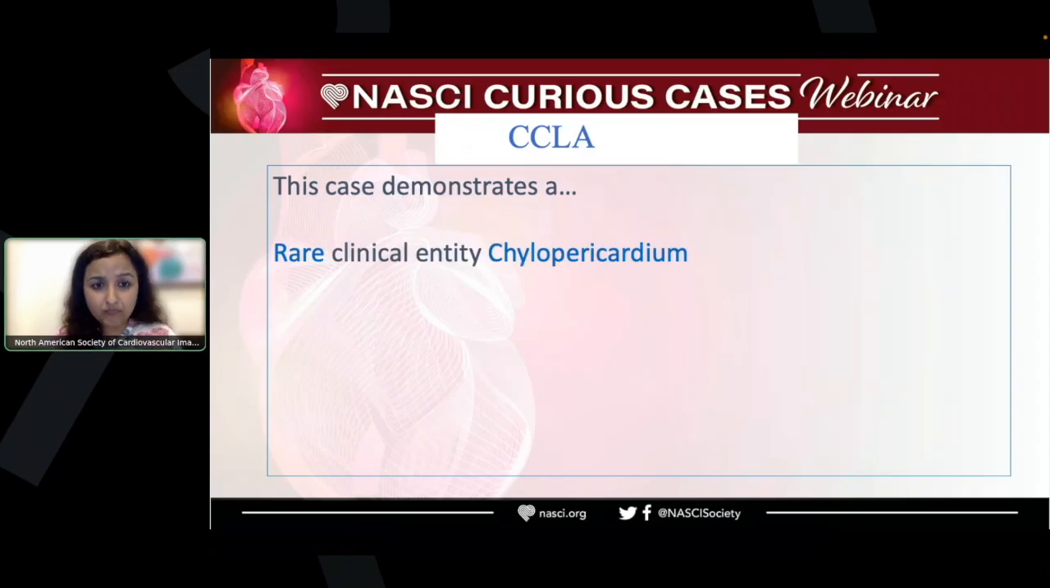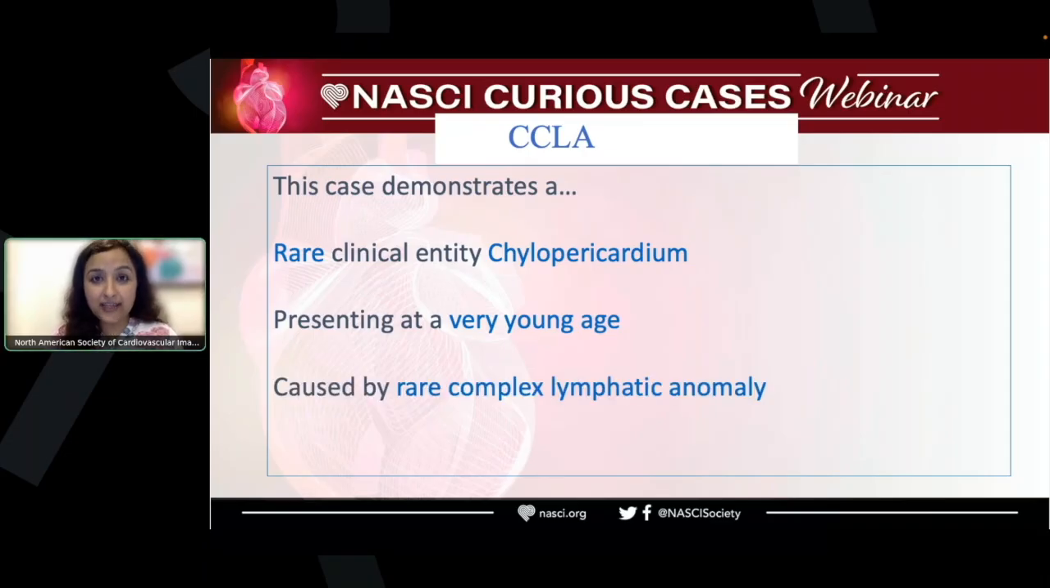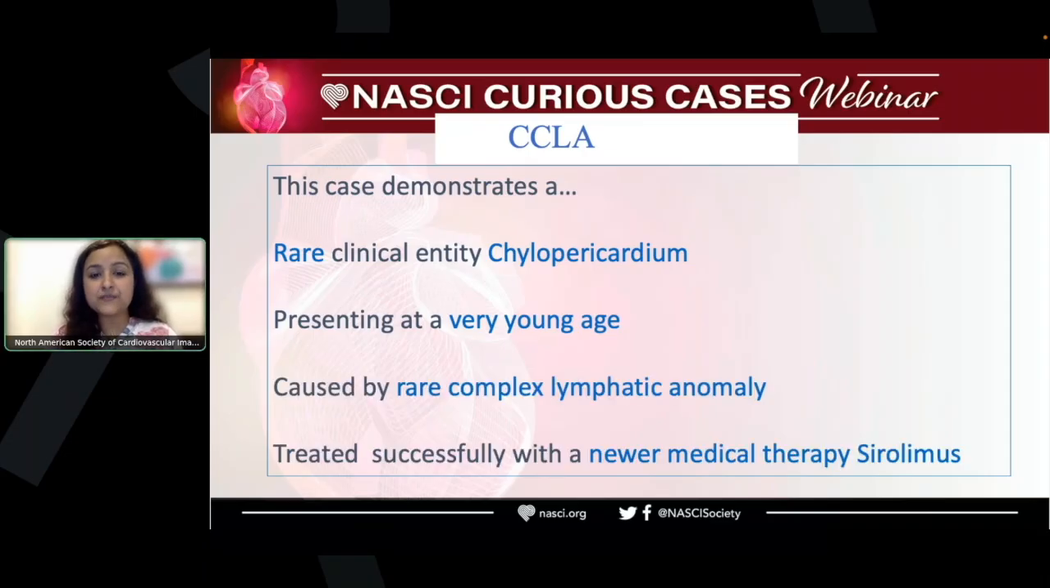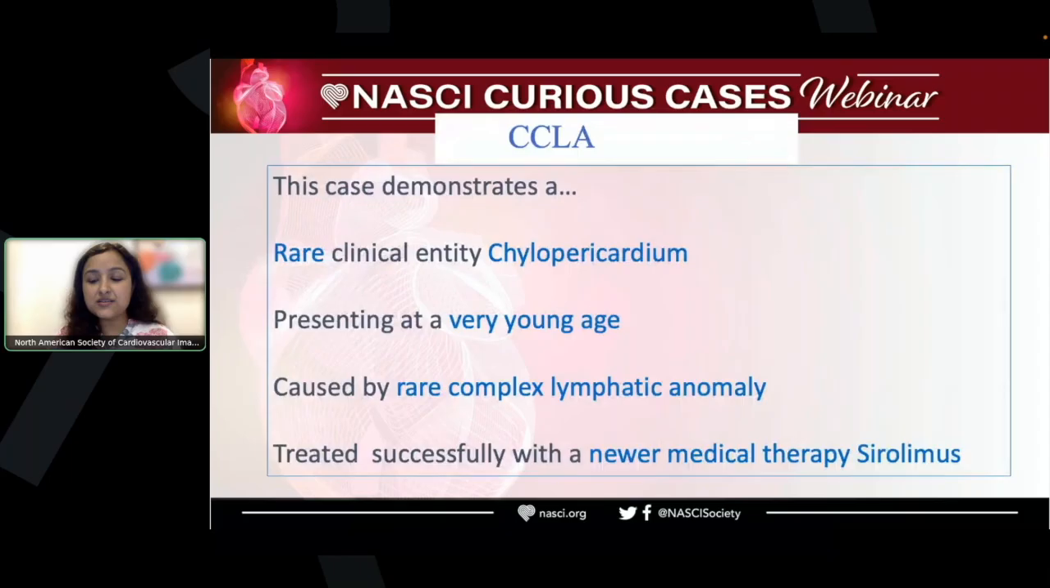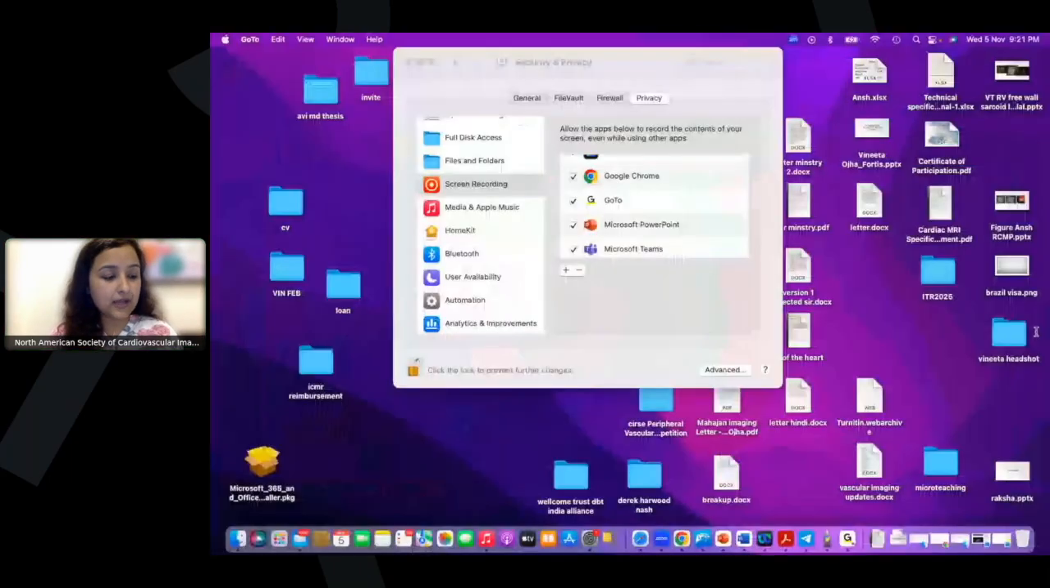So this case demonstrates a rare clinical entity, chylopericardium, presenting at a very young age, 2 years of age, and it was caused by central conducting lymphatic anomaly. And these patients respond well to sirolimus therapy. So it's important to identify these cases.